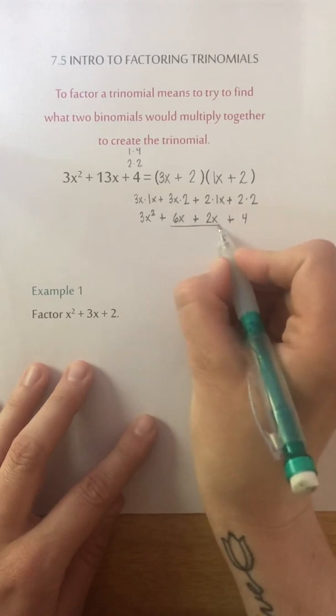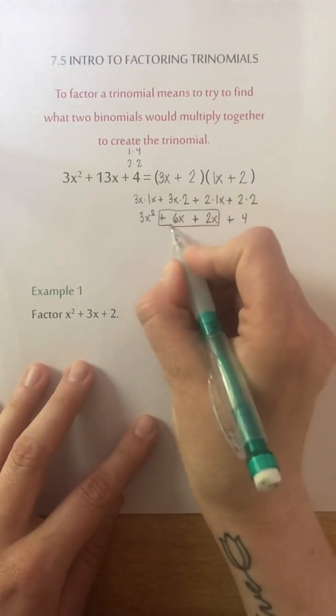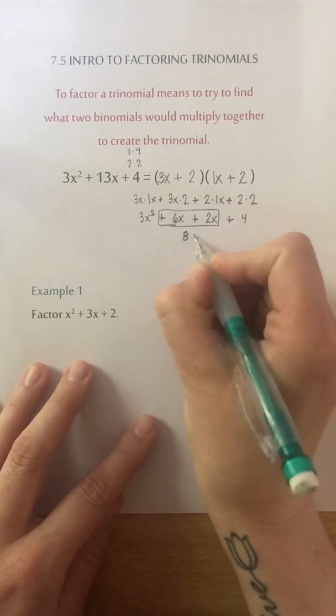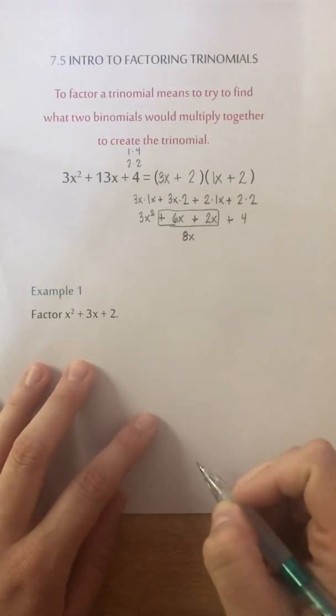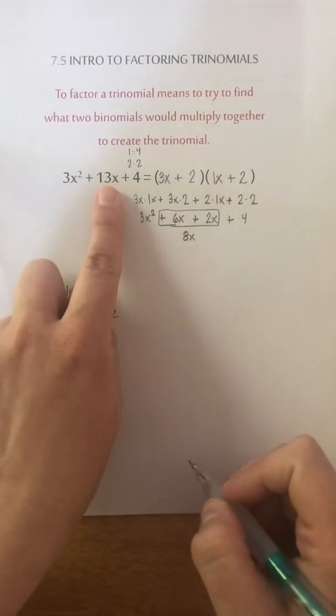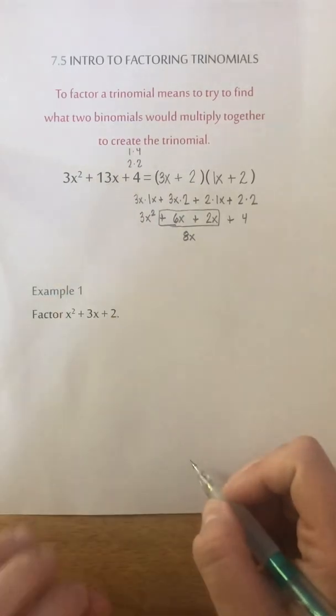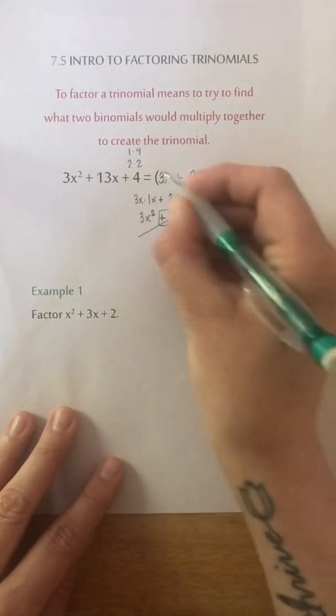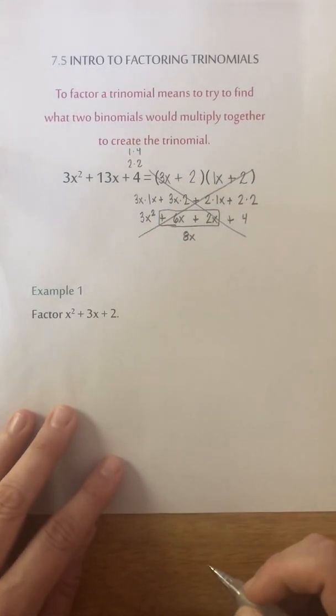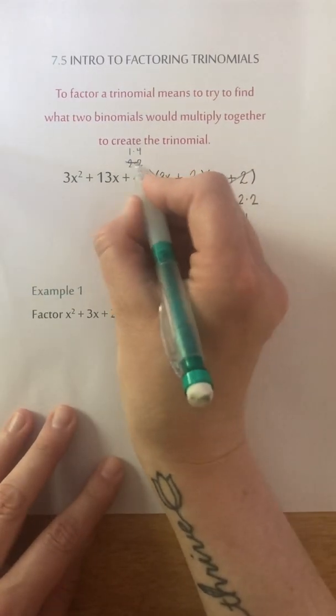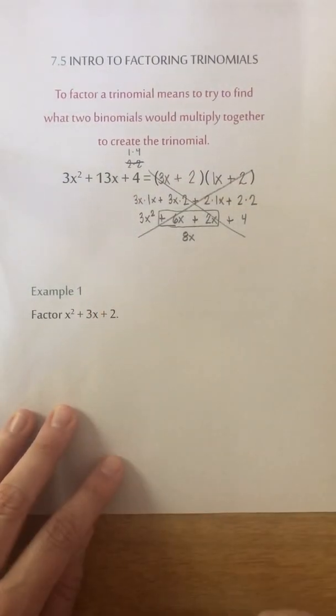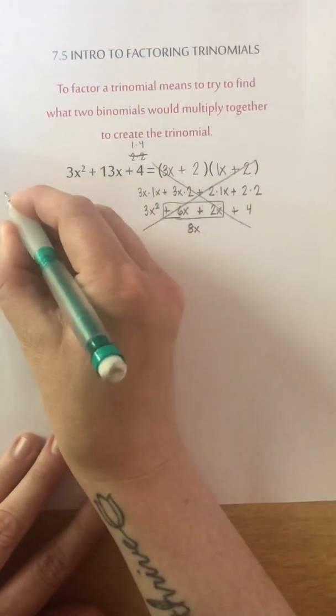What happens when we combine those like terms in the middle? Well, we get an 8x. But what are we supposed to get? We're supposed to get a 13x. So guess what this tells me? This is not the right answer, which means if it wasn't 2 times 2, it's going to be that 1 times 4. So let's try it.